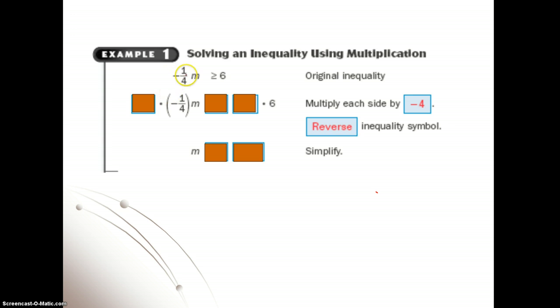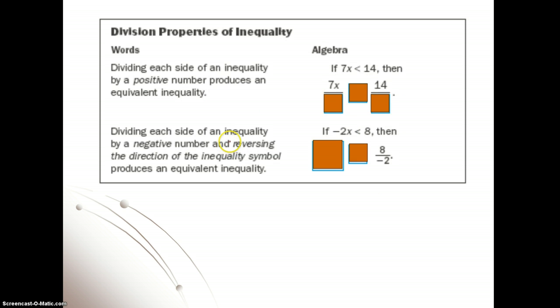For this example, -1/4 times n. Remember, to get rid of multiplying by a fraction, you multiply by the reciprocal, which would be -4. It flips because what am I multiplying by? A -4. Okay? It's what you're doing to both sides. Same thing with dividing. So when you multiply or divide by a negative number, it reverses.